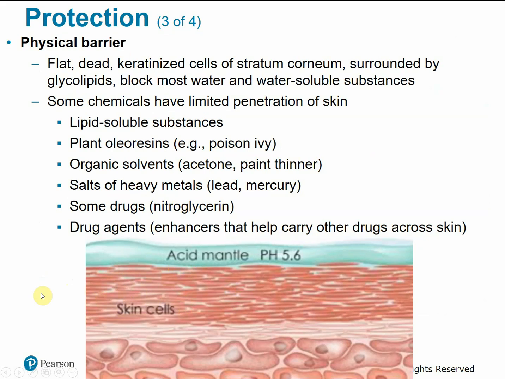There are some chemicals that do have limited penetration of the skin, so lipid-soluble substances, some plant chemicals like poison ivy, organic solvents. Some drugs can be administered through the skin as well. But usually, as long as the skin is unbroken, it's a pretty good physical barrier.